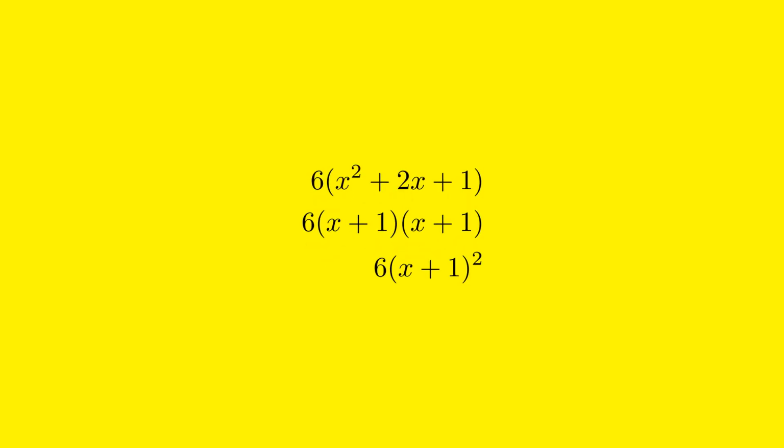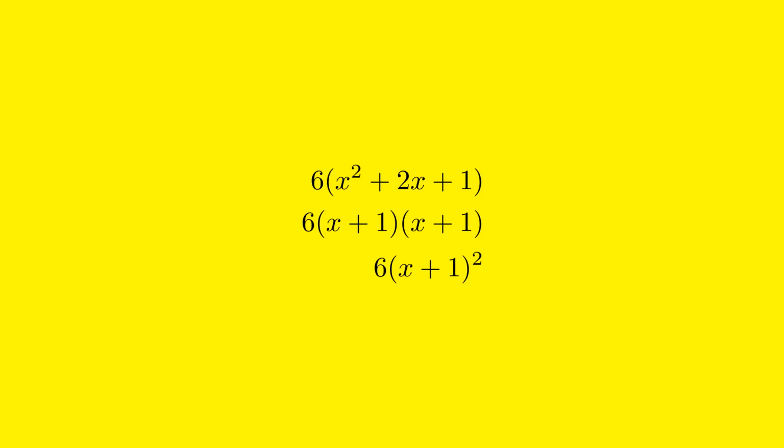In step 2, we take the simplified quadratic expression 6 times the quantity x squared plus 2x plus 1, and look for a way to further simplify it. First, observe if the quadratic term inside can be factored further. Notice that x squared plus 2x plus 1 can be recognized as a perfect square trinomial.